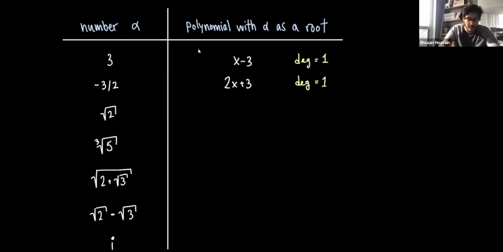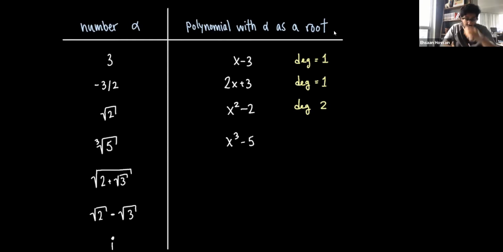How about square root 2? Can you give me an example of a polynomial with that as a root? X squared. Close. I have to plug in root 2 and see if that has a root. Minus 2, exactly. And the degree now is 2. How about cube root of 5? X cubed minus 5. Nice.